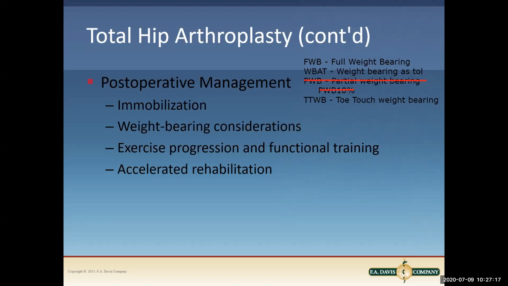And then toe touch weight bearing. So let's say I come out and I'm toe touch weight bearing. Well, the reason why I'm toe touch is they want the patient to have the ability to balance with that leg, but that is all. They want a little bit of weight, enough to kind of get that approximation of the joint, but not enough to put weight through the joint. So how would you tell somebody that was toe touch weight bearing how much weight they can put down? What do you think?